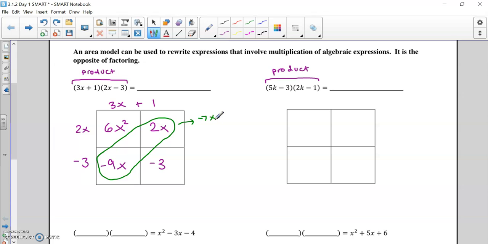Okay, and so now we are ready to go ahead and figure out what my simplified sum is. So we would have a 6x squared, and then we just found out that these two add up to make negative 7x, so minus 7x, and then we have a minus 3. All right, and this right here, what we just did, is called the sum, because that is what we get when we add together everything inside the box. Okay, so the sum, again, is what you get when you add everything in the box, and then the product is what you get when you find out what you are multiplying by each other to fill out the box in the first place.